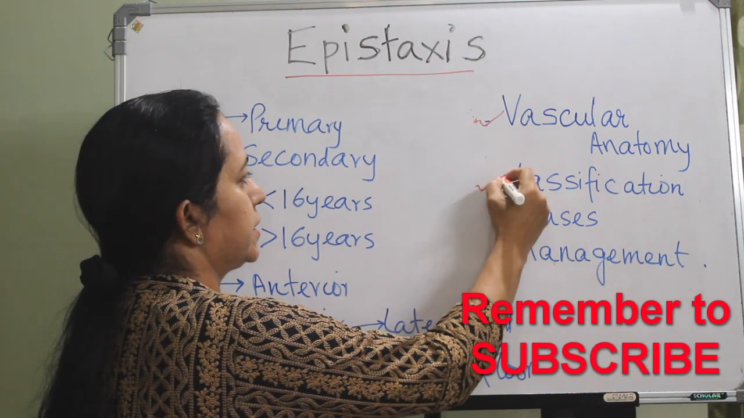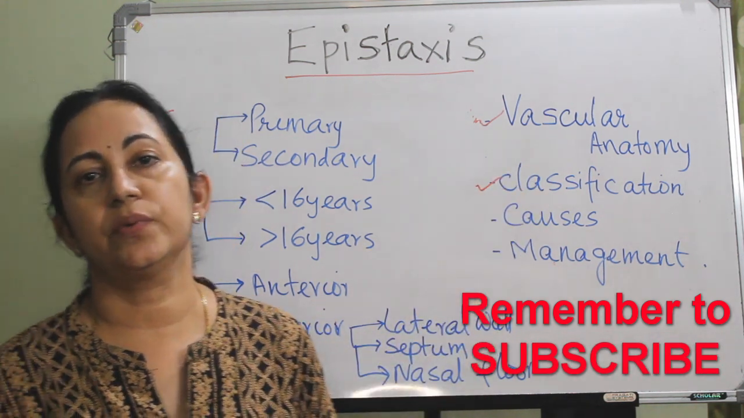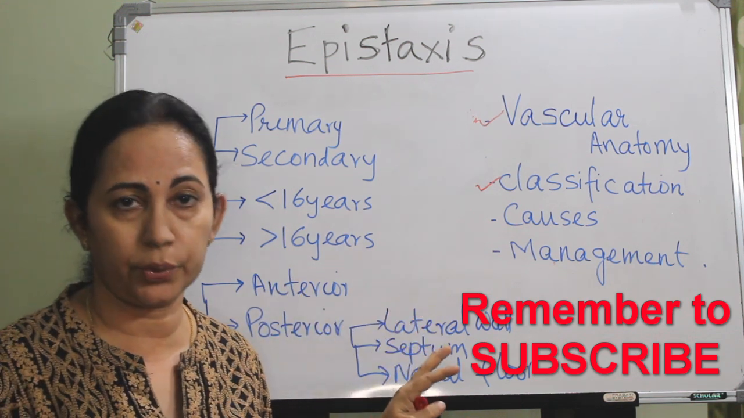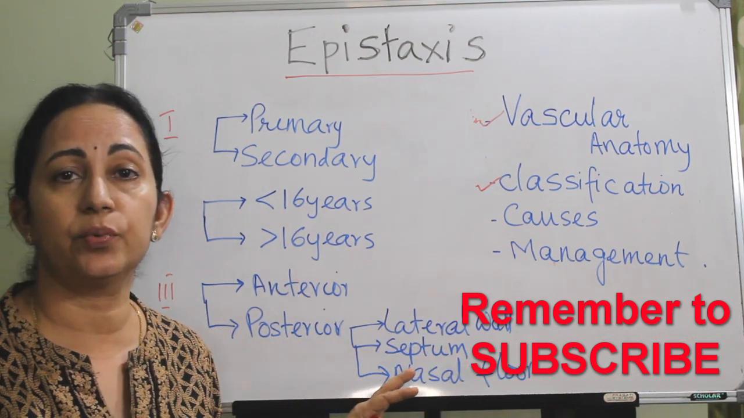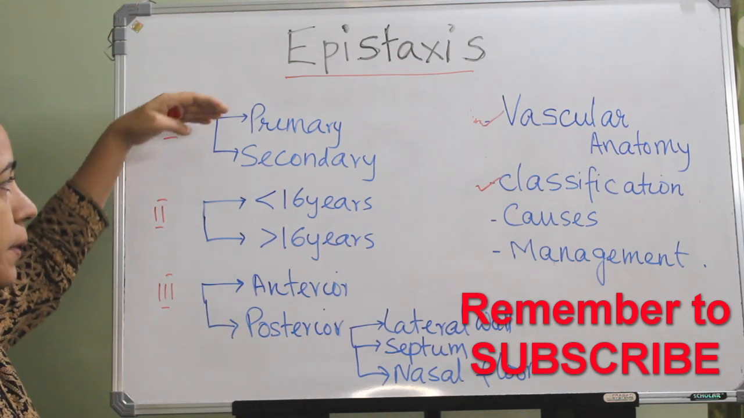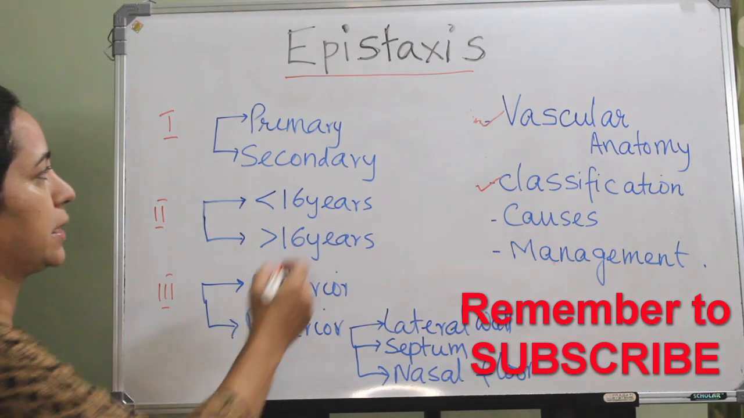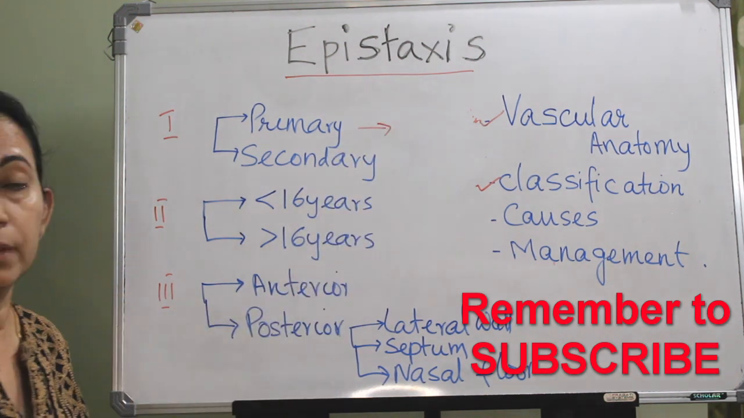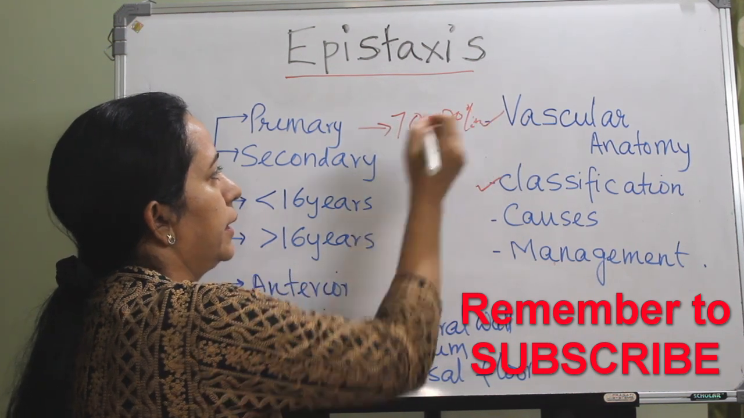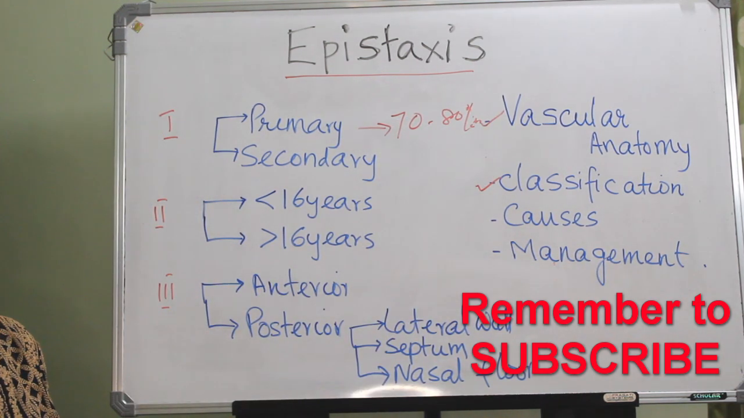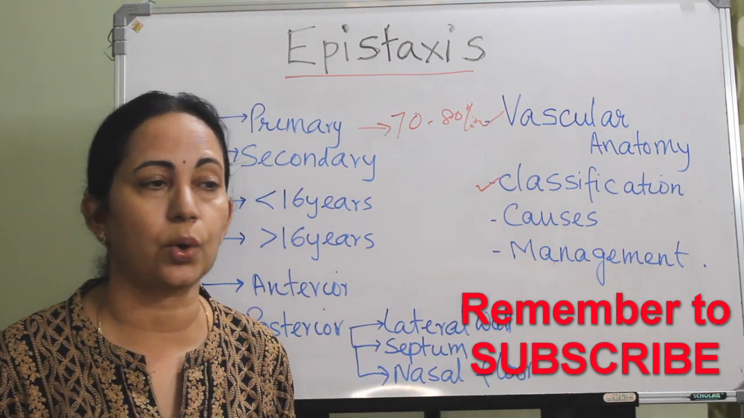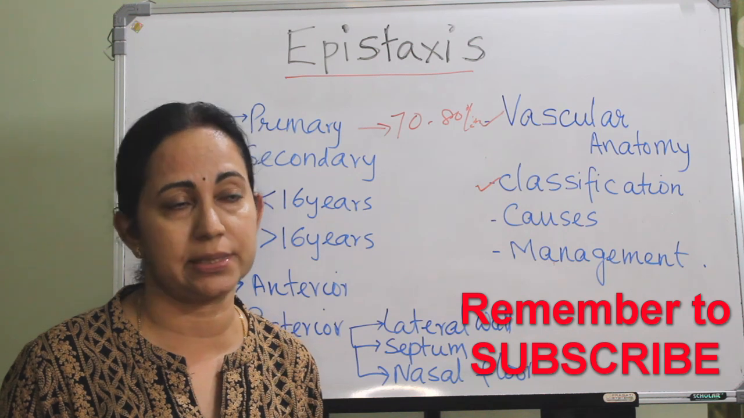Coming to the classification, there are many classifications in different textbooks, but this is according to the Scott-Brown textbook of otorhinolaryngology, which is a standard textbook for postgraduate residents. Depending upon the cause, epistaxis can be primary or secondary. Primary epistaxis is without any known cause, that is, idiopathic, and constitutes around 70 to 80% of bleeding. Secondary can be due to other causes like trauma, surgery, anticoagulant use, etc.